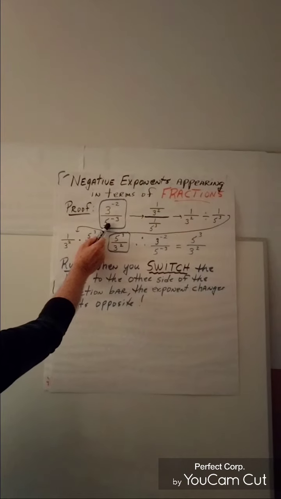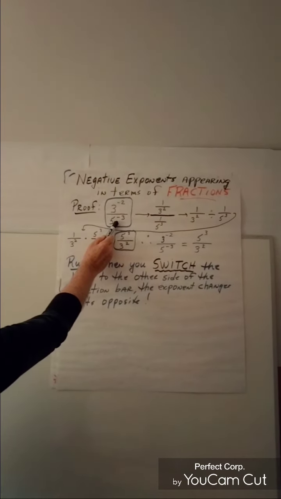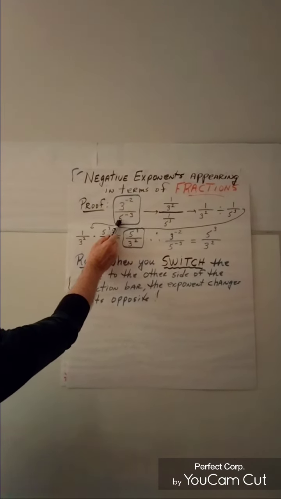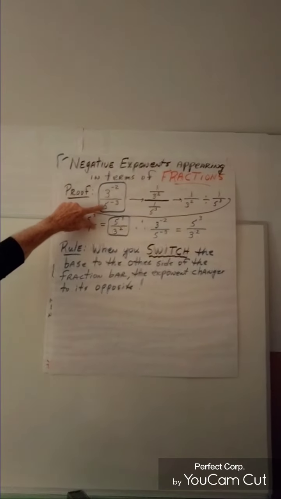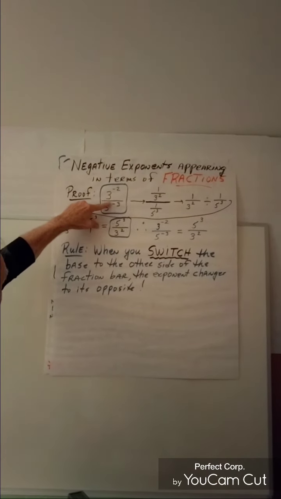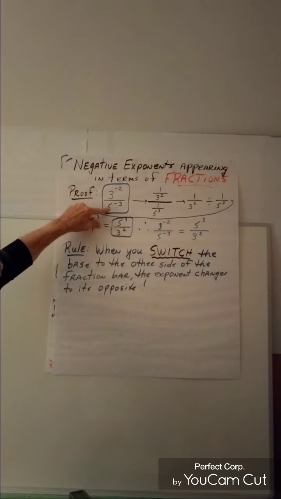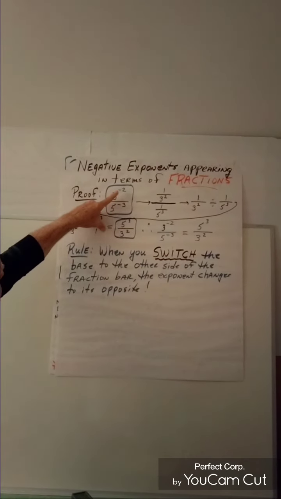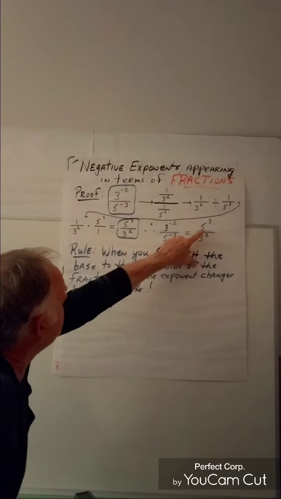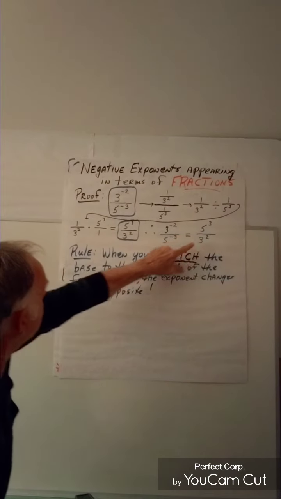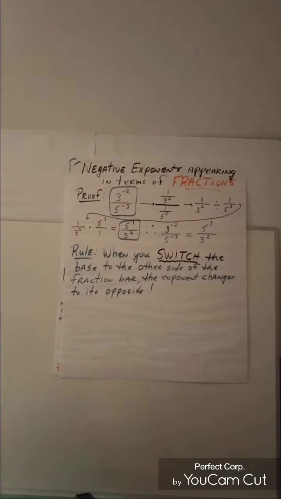This one is no good. It's not accepted. We're not going to change this base, we're going to switch it. We're going to switch this base from the denominator position to the numerator position. And we did. That gives us the authority to change that -3 to a +3.